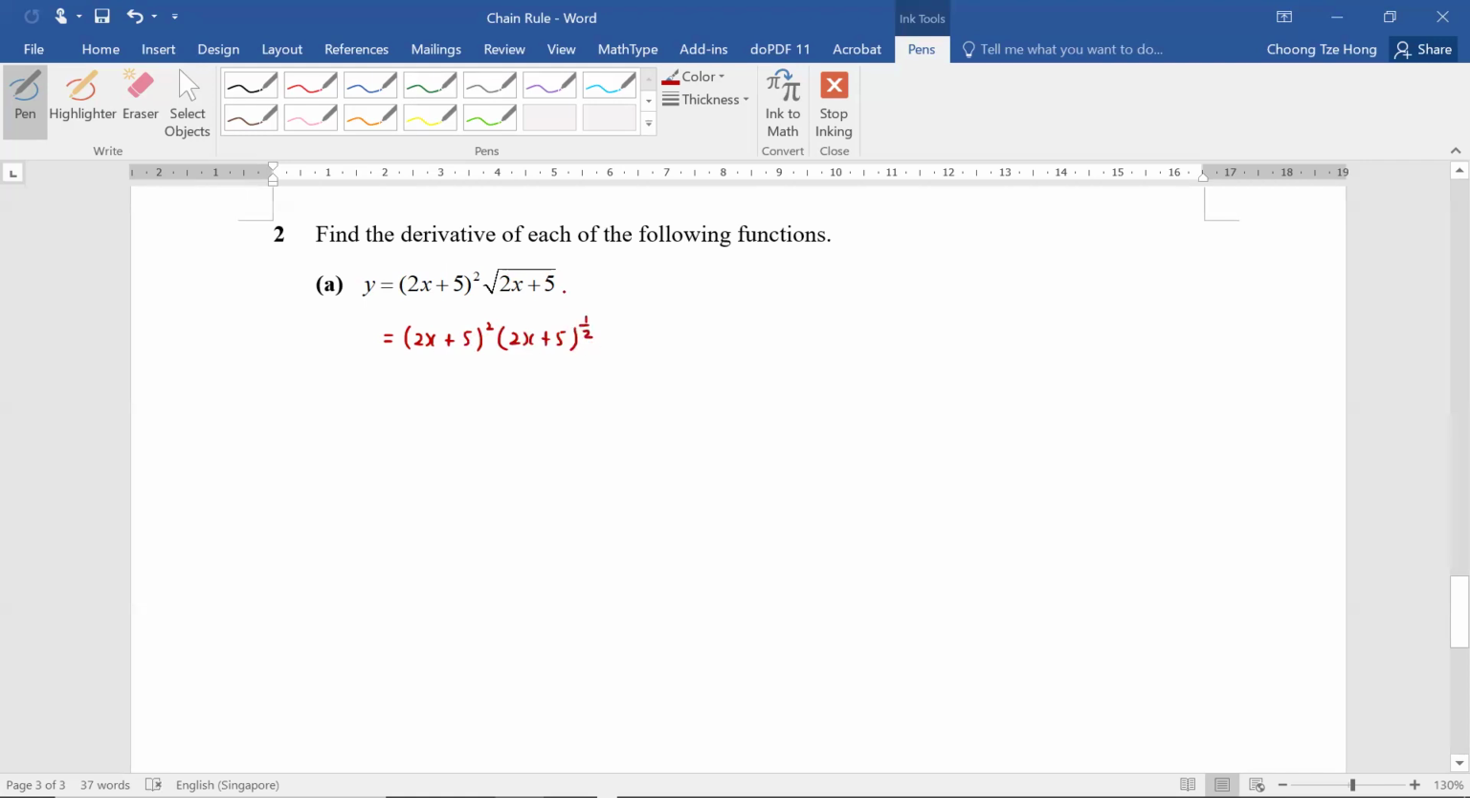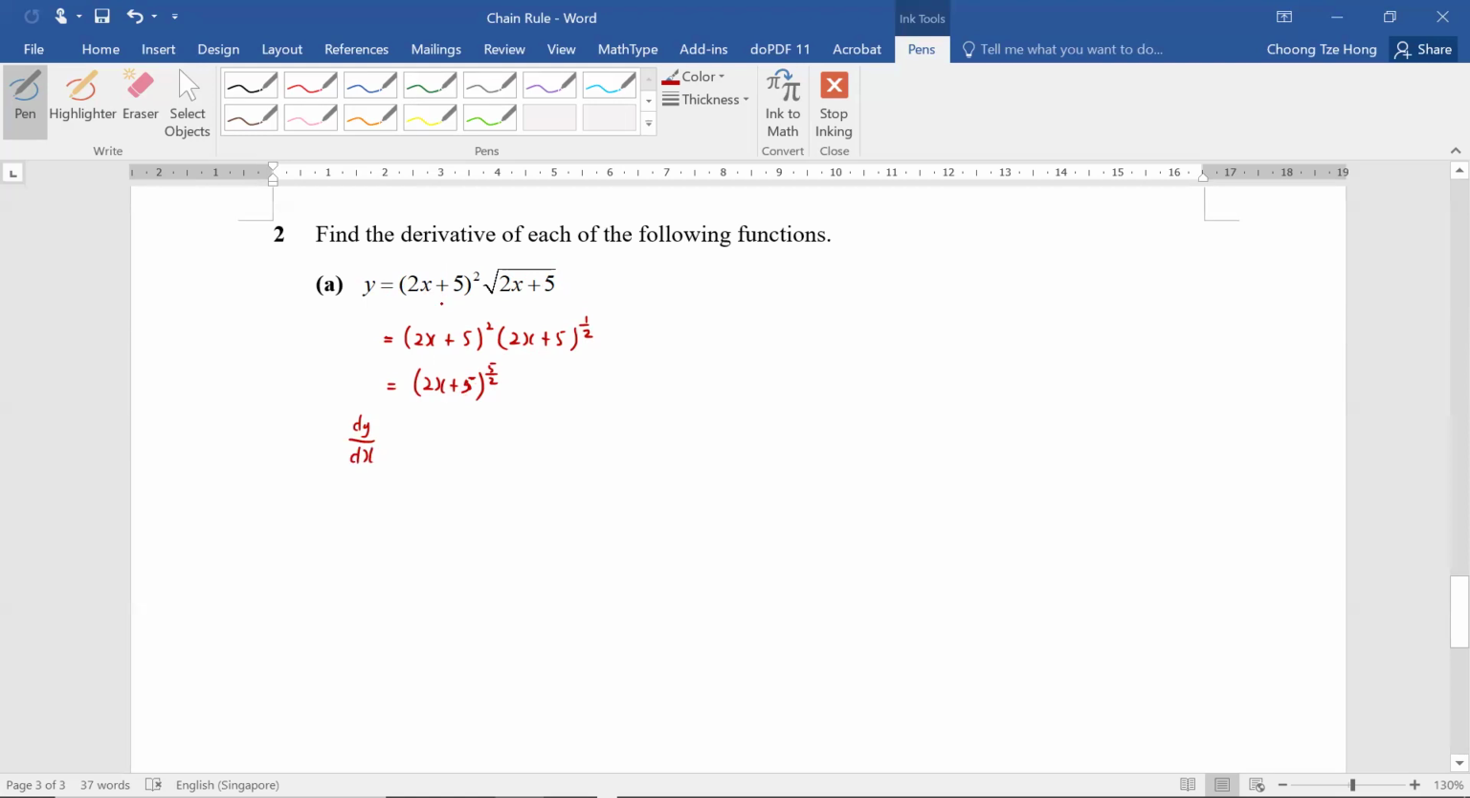Square root is power half. If you combine them with the law of indices, same base, both the base are 2x + 5, so you combine them together and you get 5 over 2. This will be a suitable form for differentiation now.